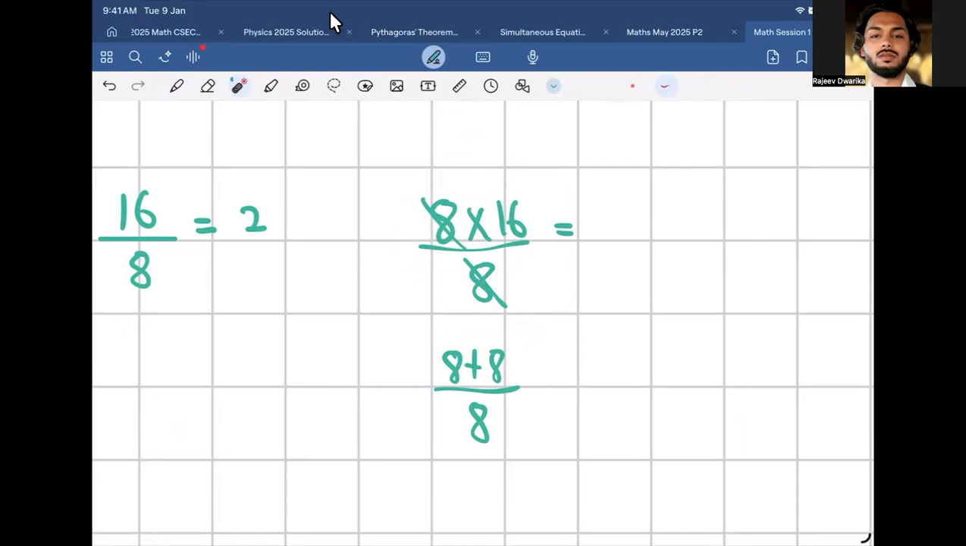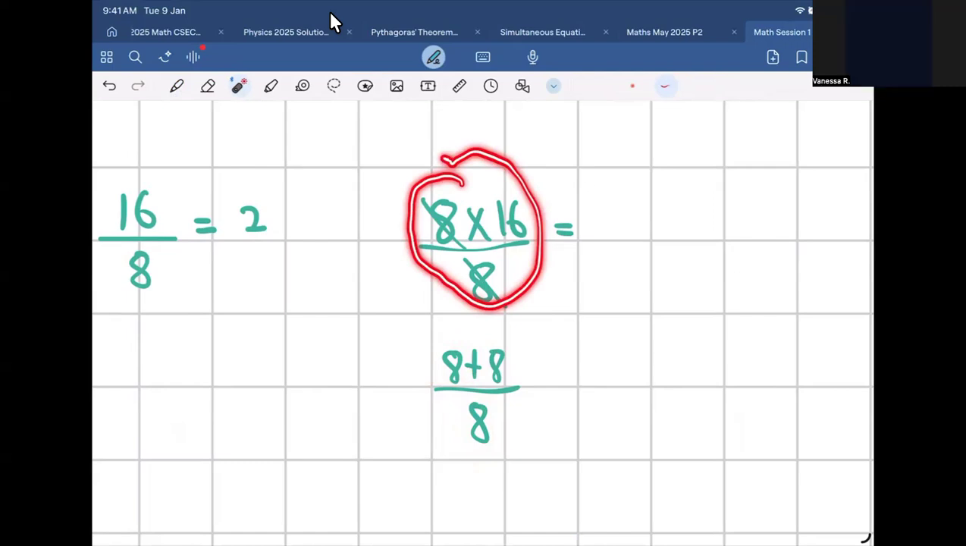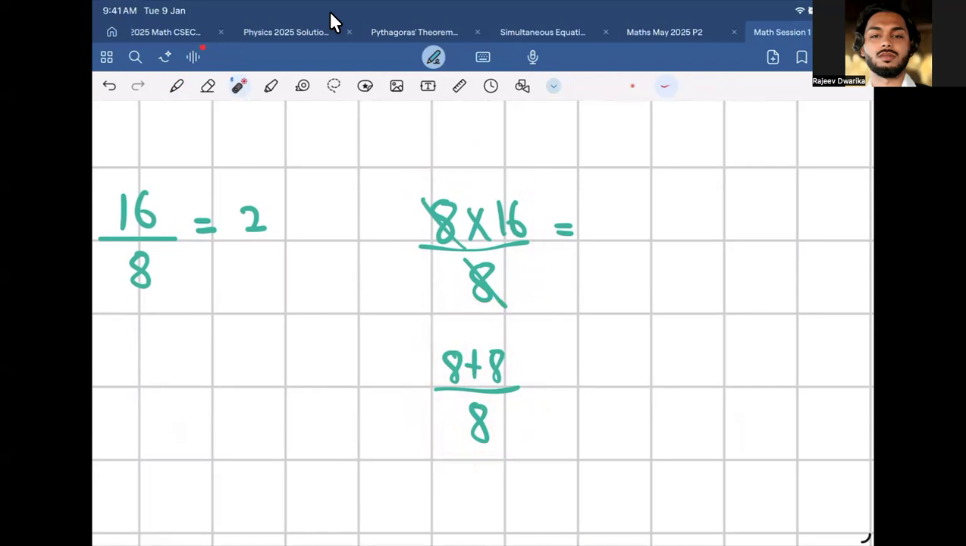But is dividing by 8 and adding 8 the opposite of each other? Here is what I asked you: is dividing and adding the opposite of each other? No. What's the opposite of adding? Subtracting. And what's the opposite of dividing? Multiplying. Right. So it's only when you have a product you could divide. That makes sense, right? Because a product and dividing are the opposite of each other. You can't do it when you have a sum or a difference. Don't interfere with that.